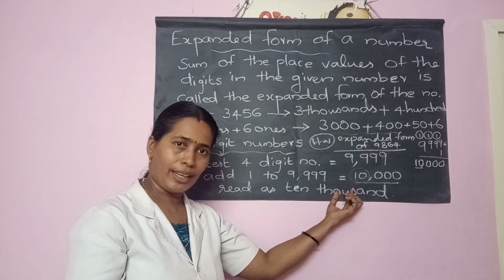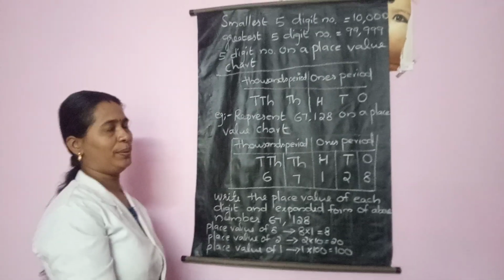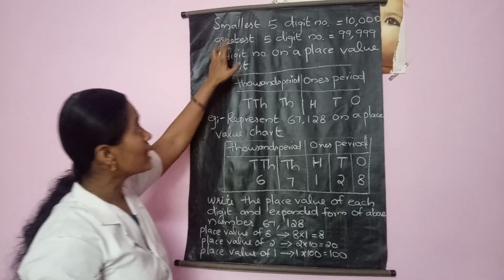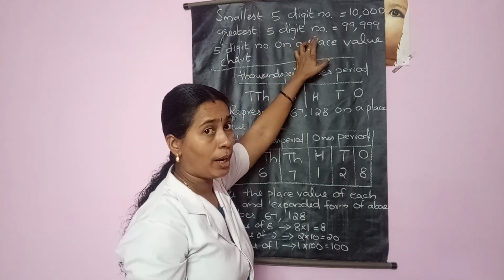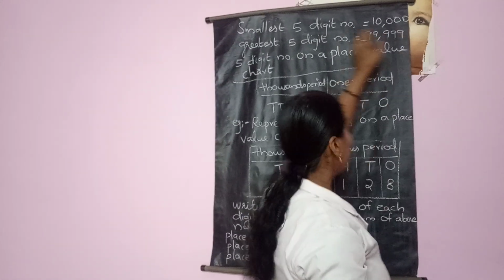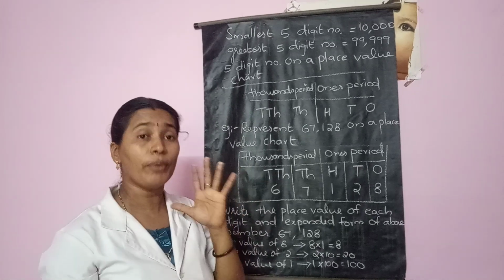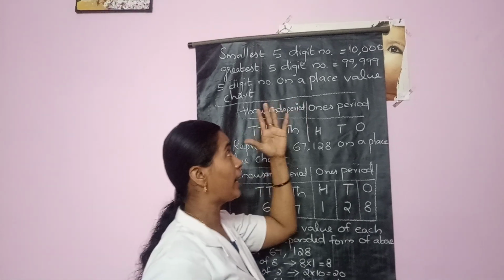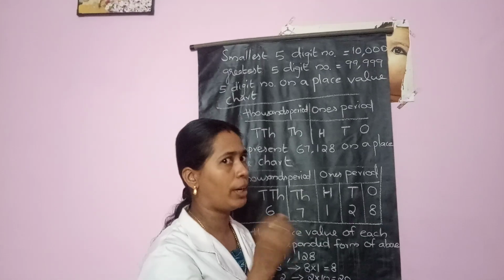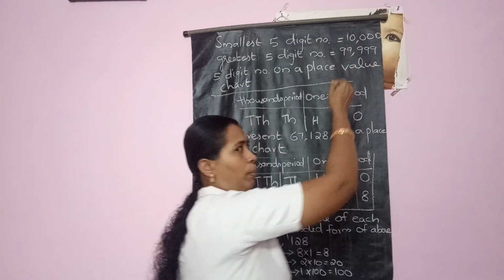10,000. Okay, is it clear? Let us continue. That is, smallest 5-digit number is what now? 10,000. Isn't it? Then how do we write greatest 5-digit number? 5 nines. But when we write, after writing 5 nines, where do we want to put comma? After the 3 digits, place a comma.